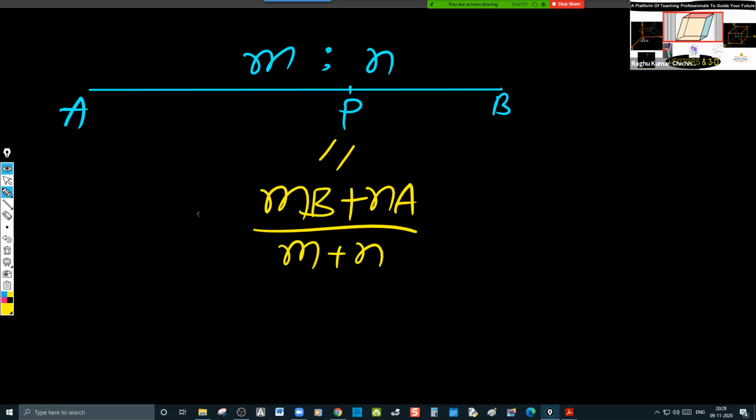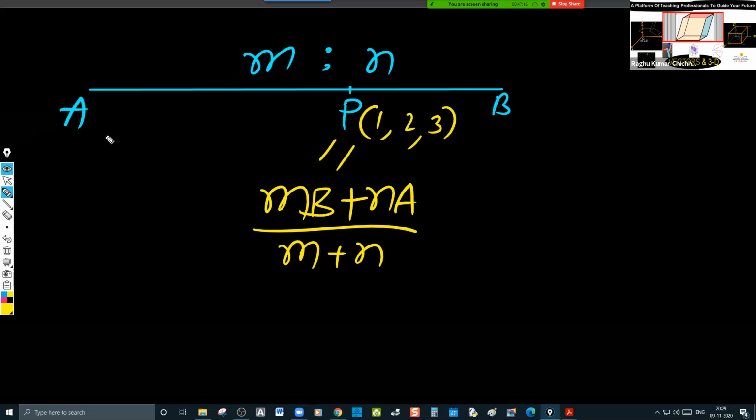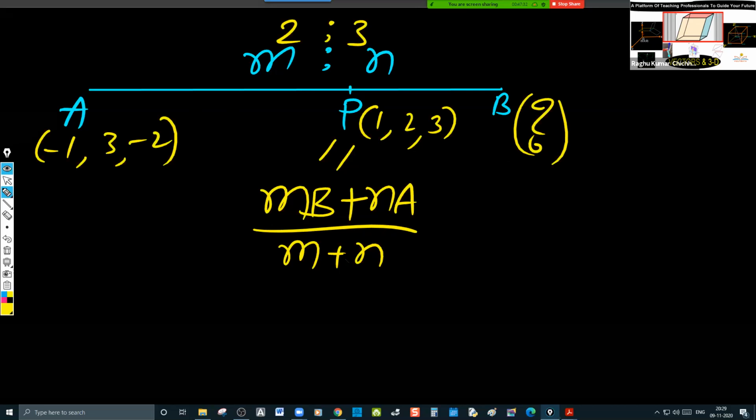For example, you are given a point P here: 1, 2, 3. You are given another point here: -1, 3, -2. You need B here, for example. Then you are given a ratio also, something like 2:3. Then you have to find out B. Then we write P is equal to mb plus na by m plus n. But what do we need? We need B here.